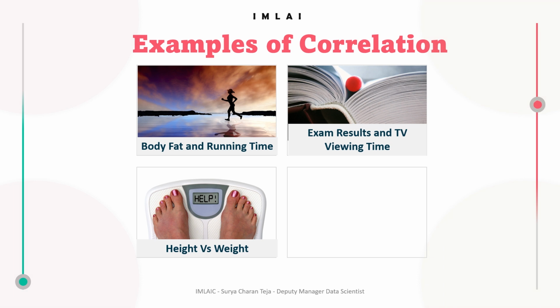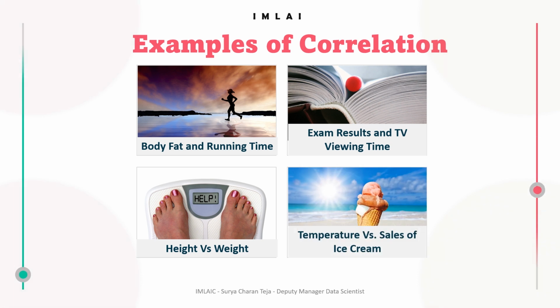And the fourth example we have here is temperature versus sales of ice cream. The temperature and overall ice cream sales have a favorable association. In other words, since more people like to buy ice cream when it's hot outdoors, the company's overall ice cream sales tend to be greater when it's hotter outside. So the sales of ice cream are directly proportional to the temperature. Hence, it is positively correlated, and we will get a positive correlation coefficient.